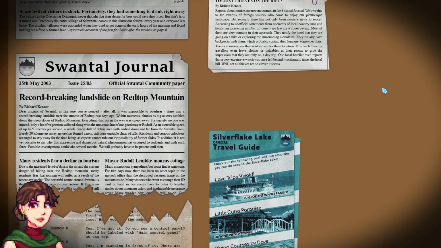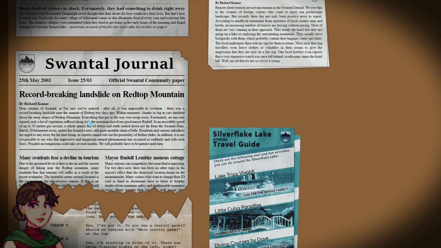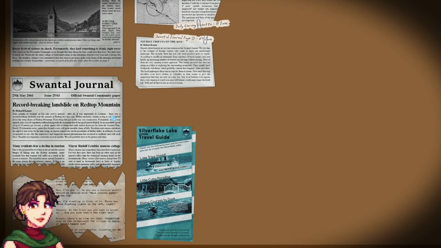Landslide. So, I'm sure you've noticed after all it's impossible to overhear, there was a record-breaking landslide near the summit of Red Top 2 days ago. For moments, chunks as big as cars tumbled down the steep slopes of Red Top Mountain. Okay, I'm just gonna skim. So, 2 days ago, that's right before, so Red Top Mountain.